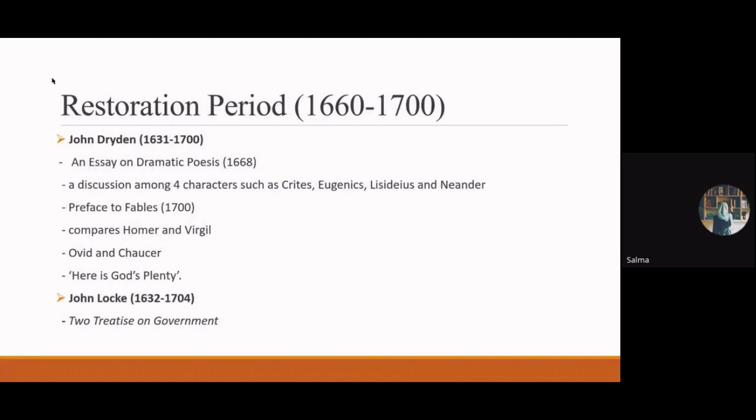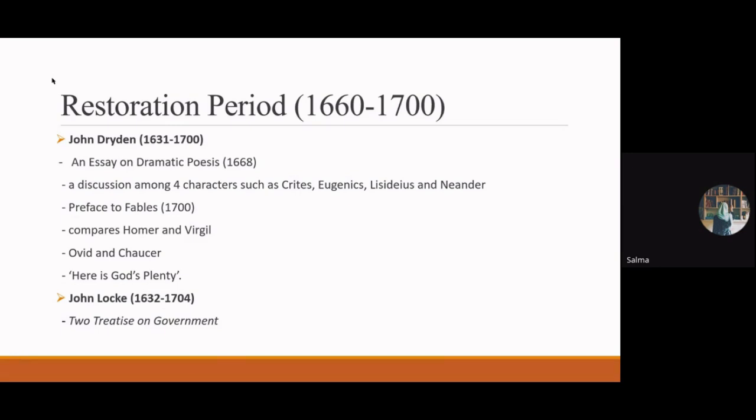And moving to the Restoration period, as we all know, John Dryden has written this work, An Essay of Dramatic Poesy. It is a discussion among four people on the river Thames: Lisideius, Eugenius, Crites, and Neander. Then he has written the Preface to Fables. In this work, he compares Homer and Virgil and Ovid and Chaucer. In this famous work, he says, "Here is God's plenty."